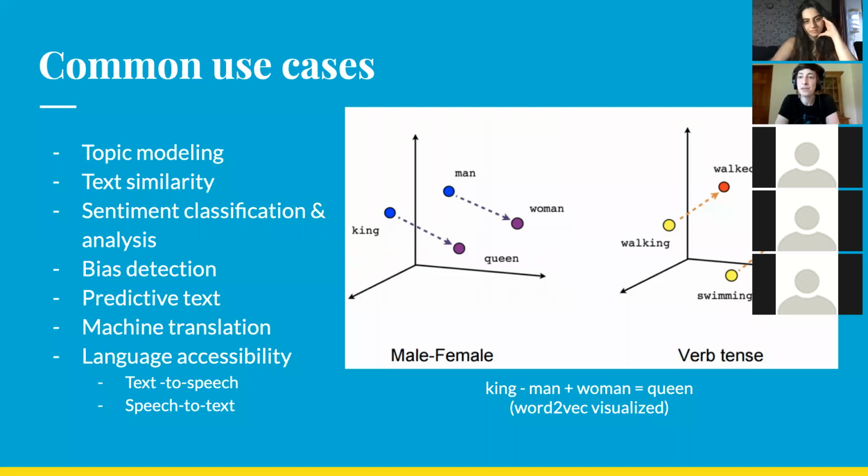So some common use cases, like I mentioned before, word embeddings. Here's an example of a word embedding in that image with king, queen, man, woman. There's another one over with walking, walked, swimming, and swam. So these are ways of sort of representing language in space.